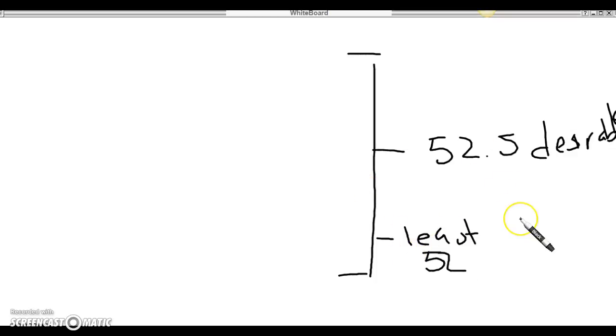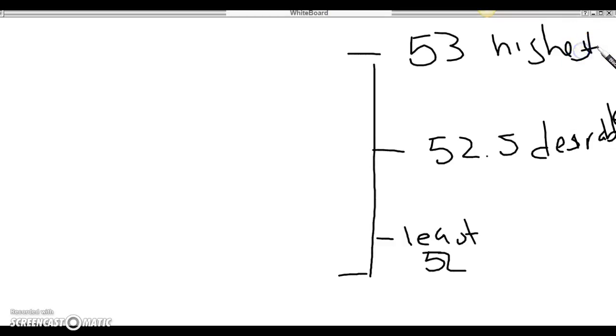So we can already assume that 53 is the highest that it can be. And I'm assuming this because I know that I want these two distances to be equal. And so that means if I know that this distance from here to here is 0.5, then this distance from here to here has to also be 0.5. So 0.5 plus 52.5 gives me 53.